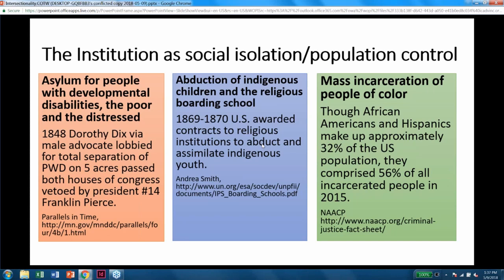And I believe that these are connected to today's mass incarceration of people of color. In that green box, I provide you with just one fact from the NAACP, where we have a large portion of men of color and women of color who are incarcerated. Though African Americans and Hispanics make up approximately 32% of the U.S. population, they comprise 56% of all the incarcerated people in 2015. NAACP, link available in video notes.